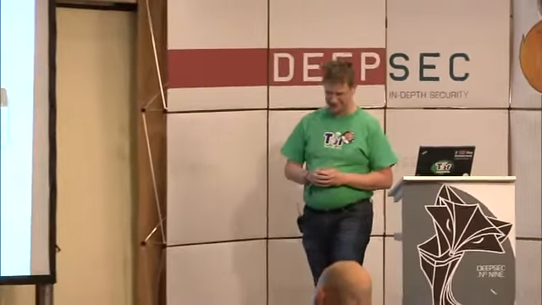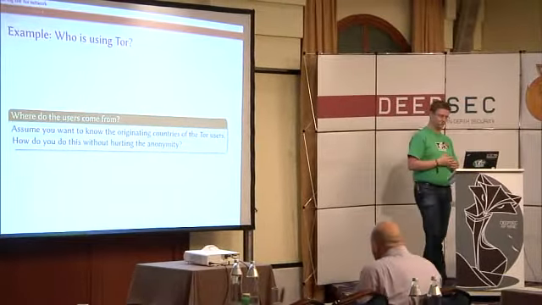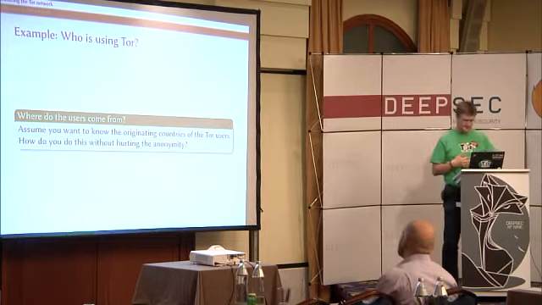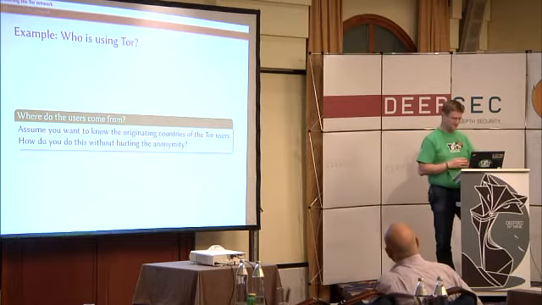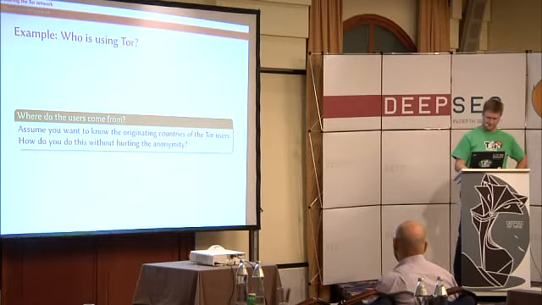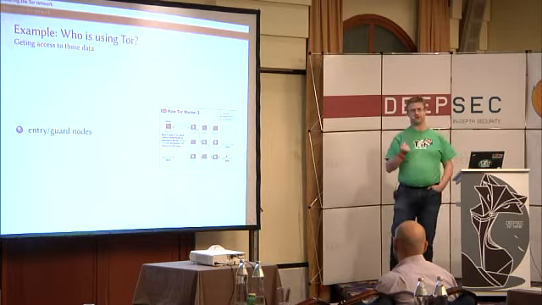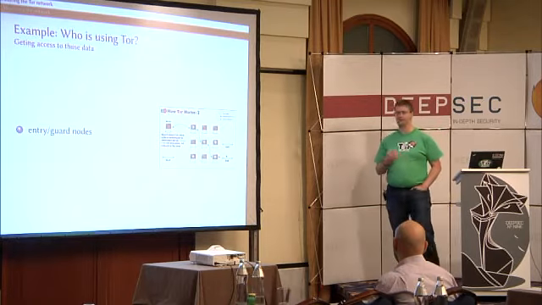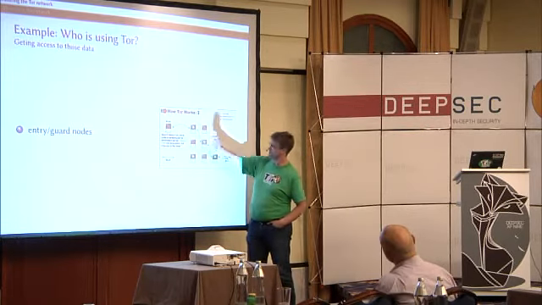So the idea here is to answer one of the first questions: where do the users come from? Basically, you want to know what countries the TOR users come from, and you want to measure those data without hurting the anonymity of the single user. First of all, you need to get an idea where you can extract those data, and basically there are two points where you can extract the data. The first one is the entry node, the first node in the network. So that's this one here.